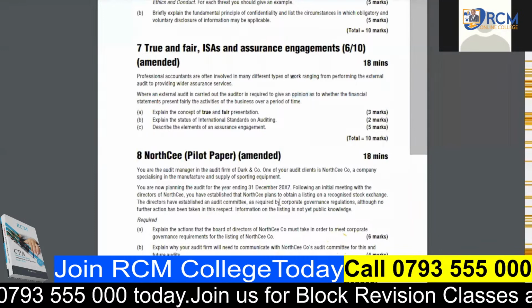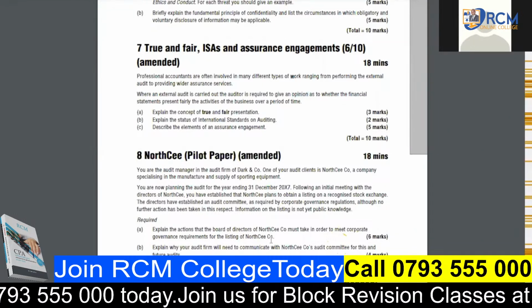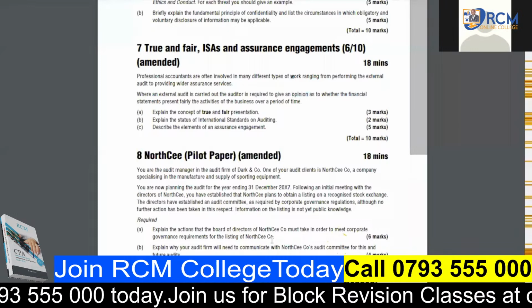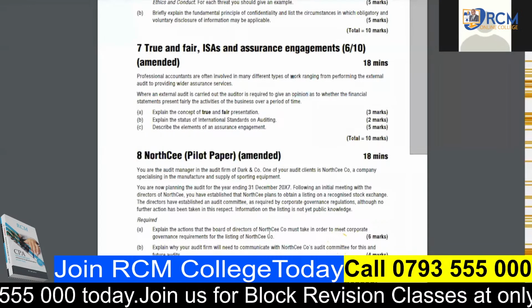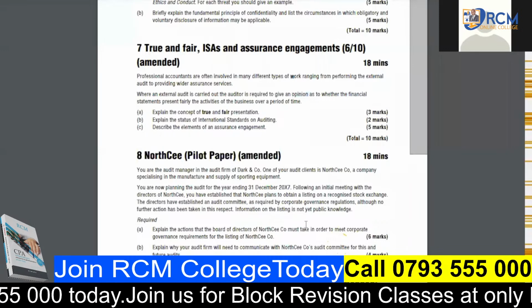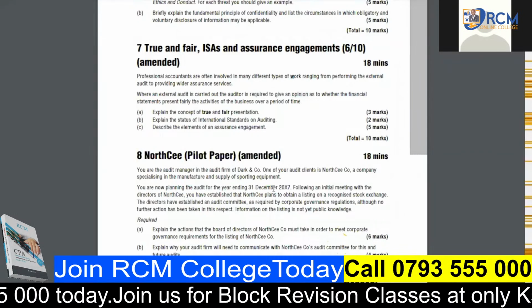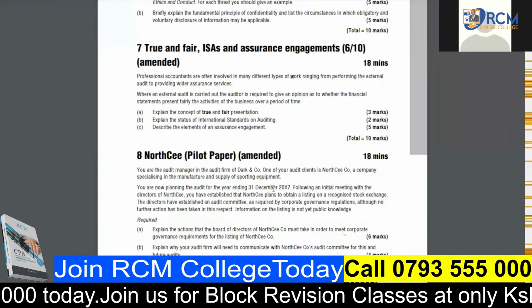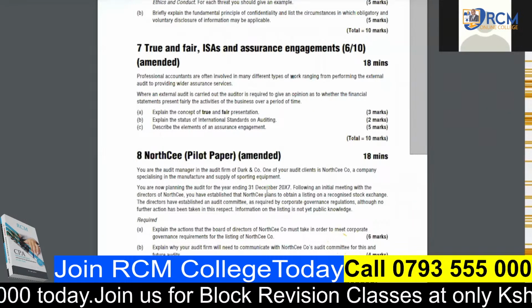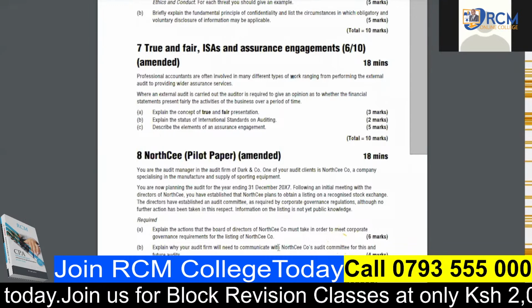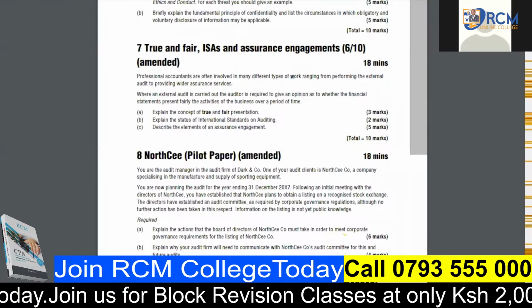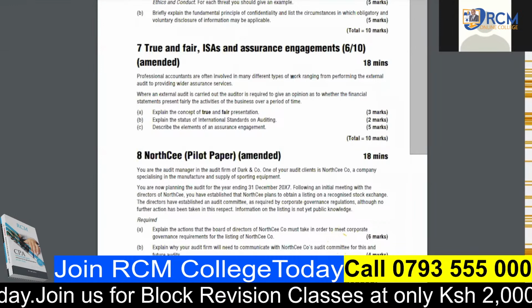By the way, here students also make mistakes, because here you have started restricting yourselves to what? To the audit committee only. And yet part 1 really is not all about just the audit committee. Explain the actions that the board of directors of North Sea Company Limited must take in order to meet corporate governance requirements for the listing. The examiner has misled us here with the name audit committee, right? So what kind of things am I looking at here really?